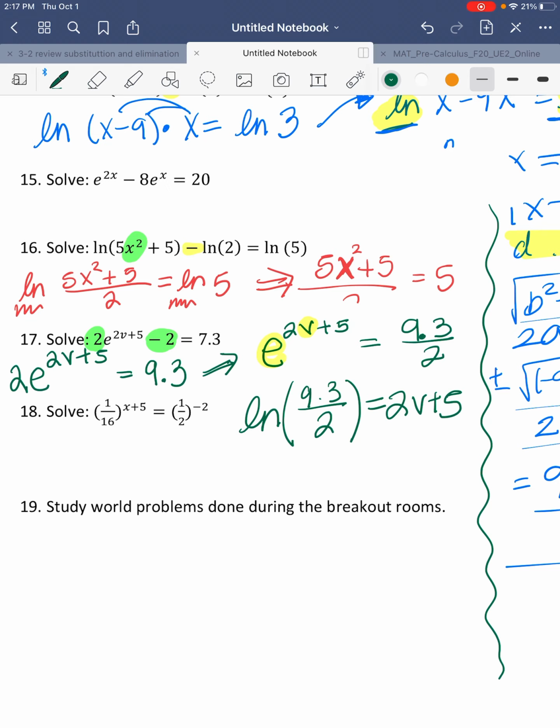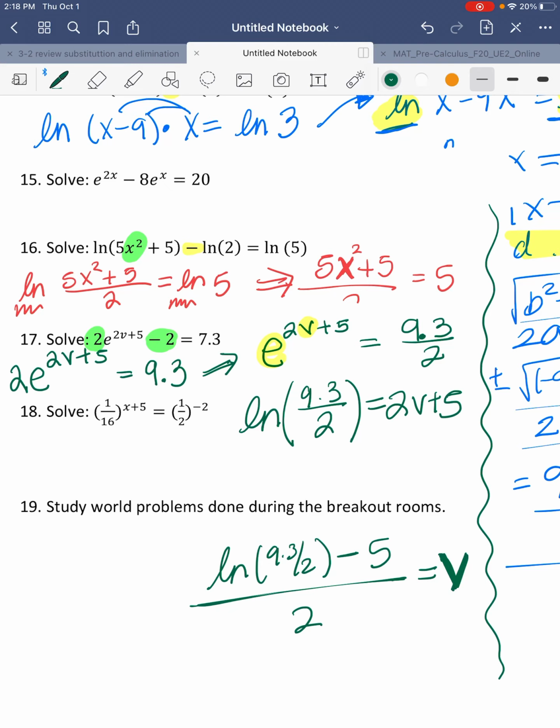To leave b by itself, we subtract 5 and divide by 2. So the answer should be ln of 9.3 divided by 2, subtract the 5, divide everything by 2, and you will get your b. Done. You can leave it like that, or you can put it in the calculator to get our answer.